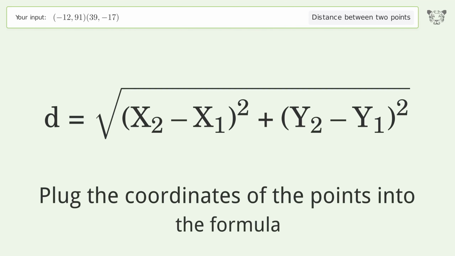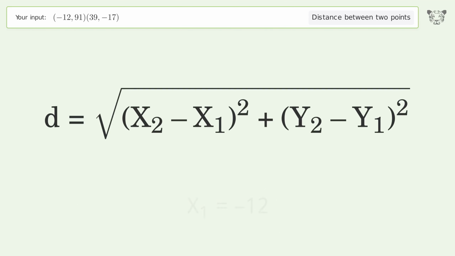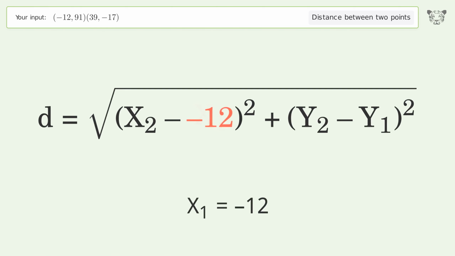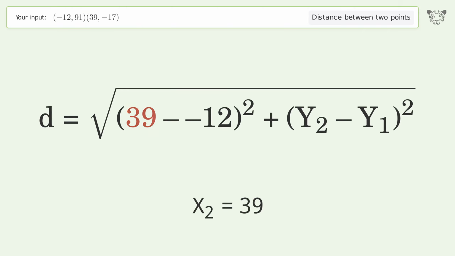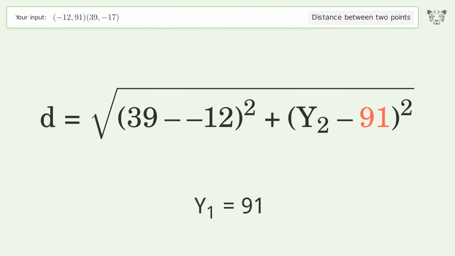Plug the coordinates of the points into the formula. x1 equals -12. x2 equals 39. y1 equals 91. y2 equals -17.